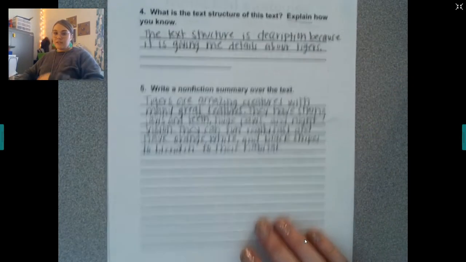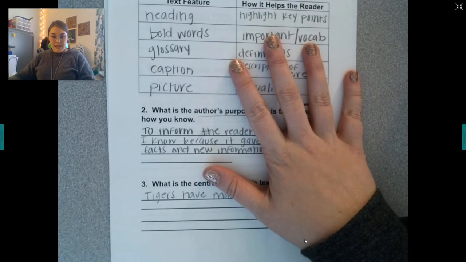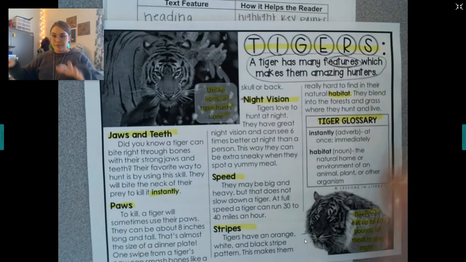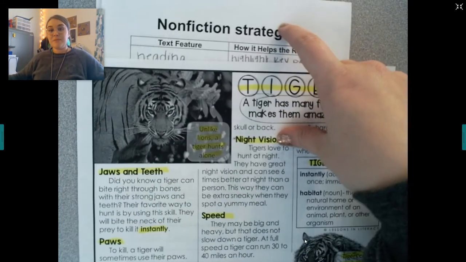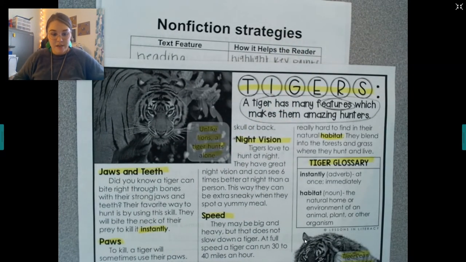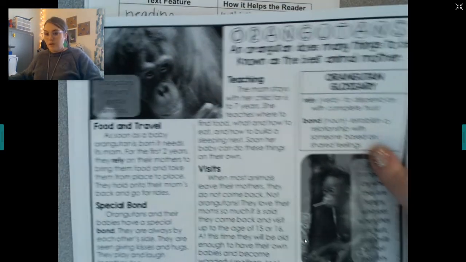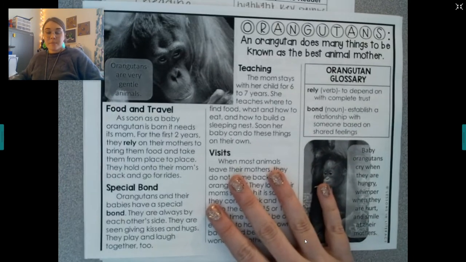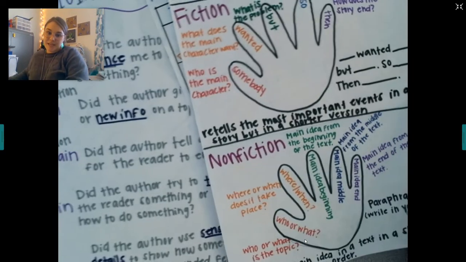All right, my lovelies. So that is kind of how you take all the things that we've learned and put it into an article and think about it in one article. So today you're going to fill out this same nonfiction strategies assignment, but you're going to use an article. And guess what, guys? It looks very similar, but instead of tigers, you're going to learn about orangutans. So remember, first start off with your text features, and then as you're reading, think about all of these things.